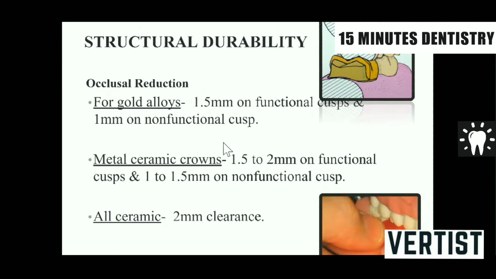When we move on to a metal ceramic crown, the amount of reduction increases to provide additional space for the material. So in this case, the reduction would be 1.5 to 2 millimeters on the functional cusp and 1 to 1.5 millimeter on the non-functional cusp. When we go on to provide an all-ceramic restoration to our patients, the amount of occlusal clearance should be 2 mm.